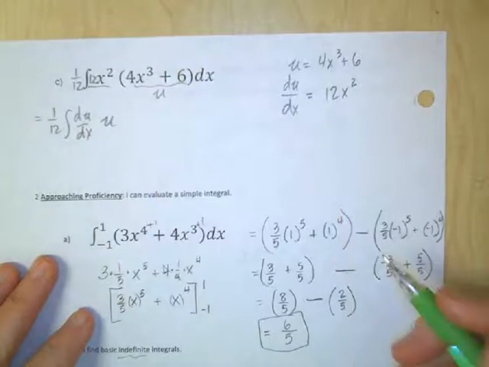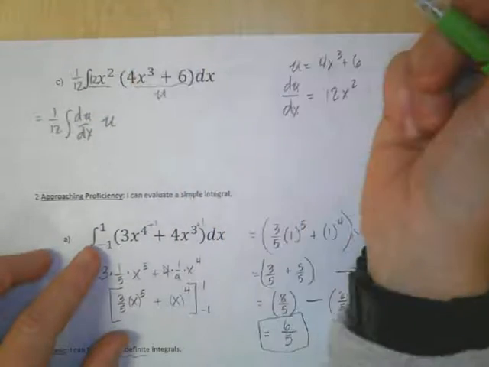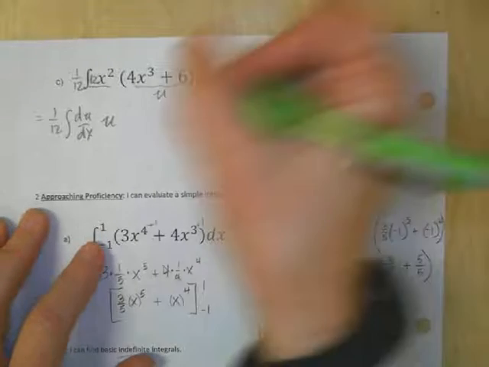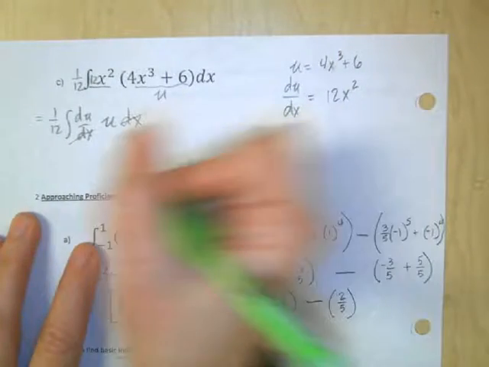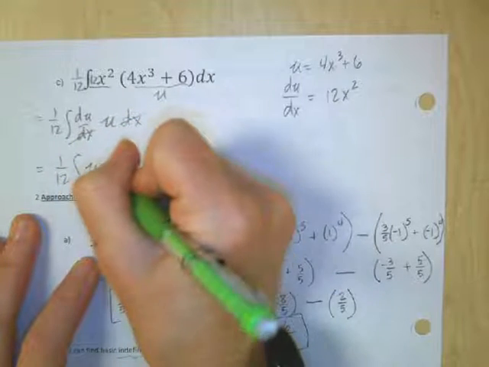Oh, it's not raised to anything. Oh, you know what? I could have actually distributed this and done it another way, but whatever. I'm already here, so might as well finish up. All right, so dx's cancel out, so I'm left with 1/12 times the integral of u du.